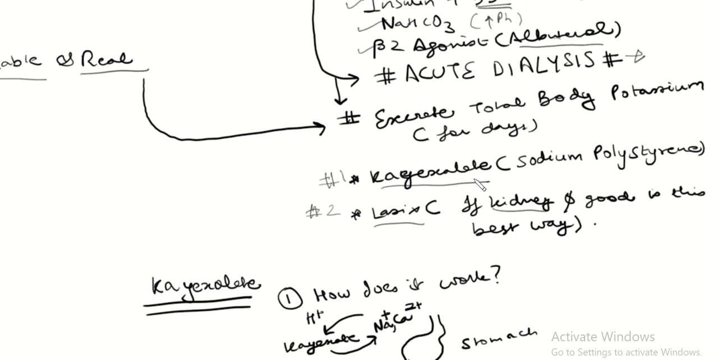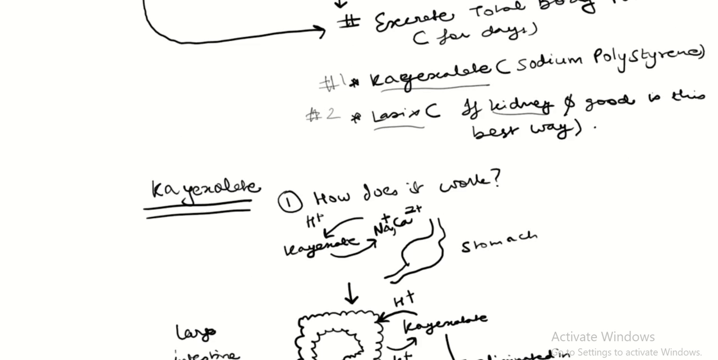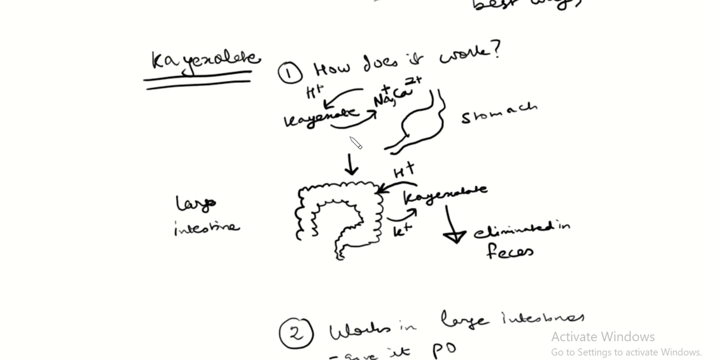And Kayexalate is usually the drug of choice because a lot of times we run into issues with kidneys, which are causing the hyperkalemia in the first place. And Lasix, our second option, depends on kidneys working well. With me on this? Easy, right? Okay. Let's see Kayexalate and how it works.